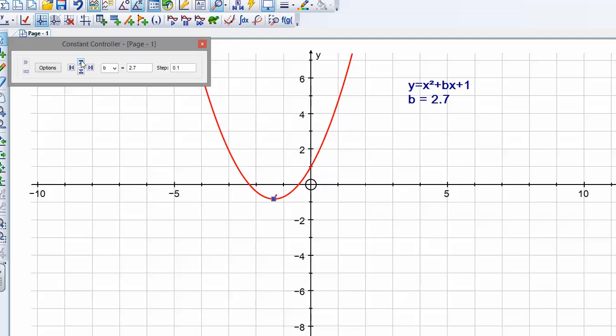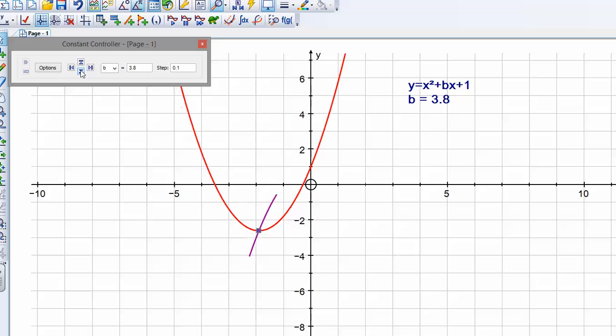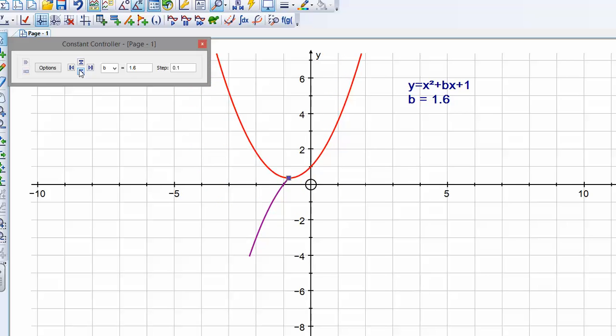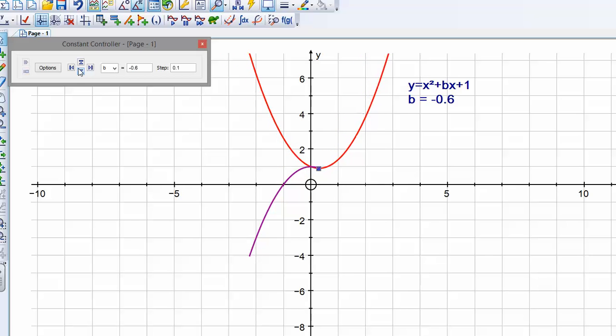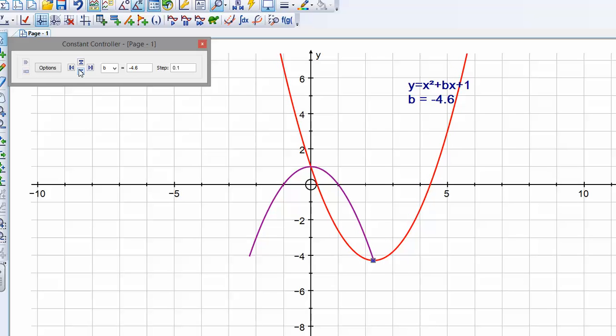So I'm going to change b, so increasing b, and then if I decrease b. So what's the shape of the curve that the vertex makes as I change b? So that's the path that it makes.